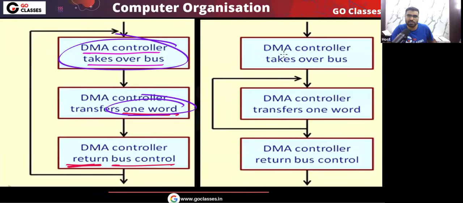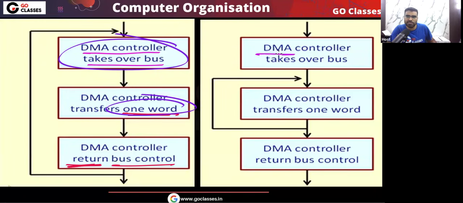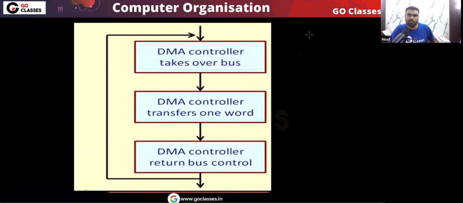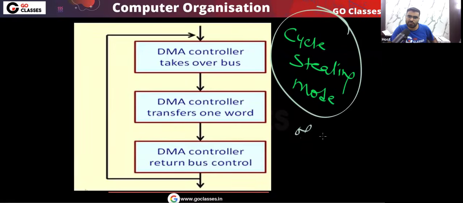And in burst mode, what happens? The DMA will take control of the bus and then it will transfer the whole data. See, notice, the DMA will take control of the system bus, then transfer the whole data, then return the control. That's it. So remember this diagram on your screen. This is the definition of cycle stealing mode. Okay, is this clear? This is the cycle stealing mode of DMA transfer.